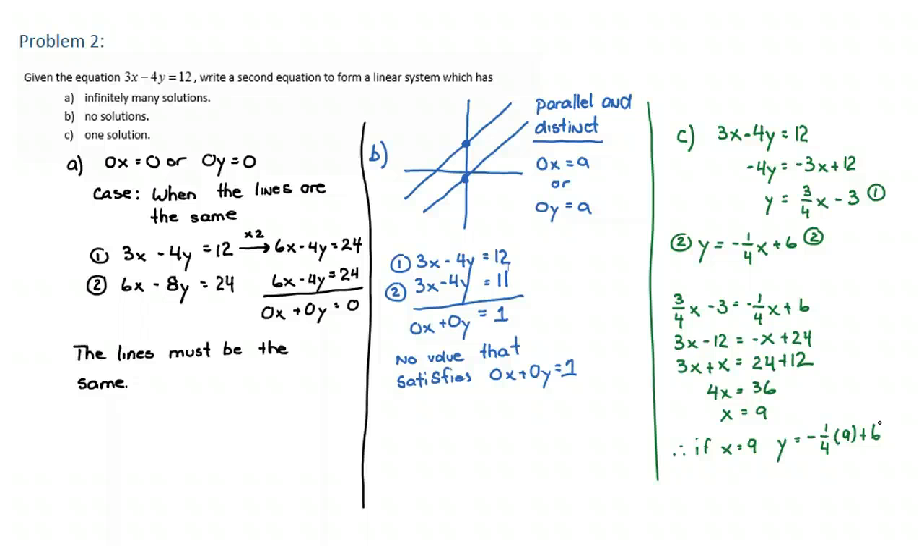So this is a nice problem because it highlights the three cases we could run into with systems of equations, and you need to know these. It might have an infinite number of solutions, meaning they're just the same line. They might have no solutions, meaning the lines are parallel and distinct. Don't forget that word distinct. Or one solution, where you work out your system and you end up getting an actual answer.